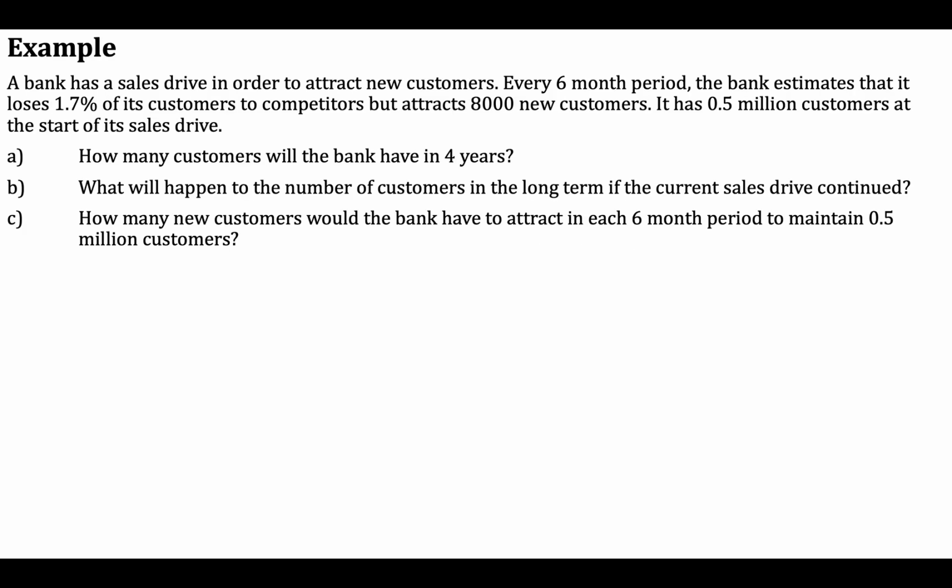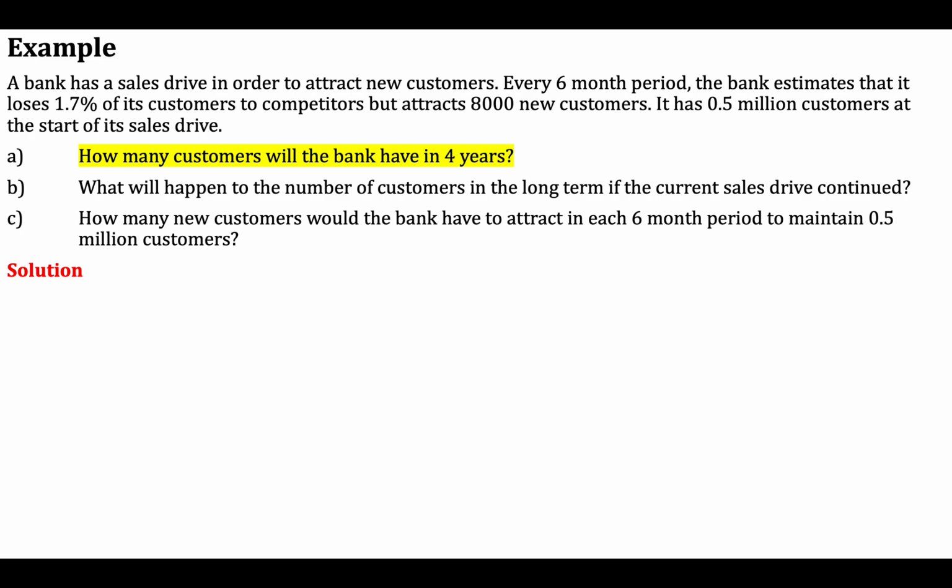So, the example then: a bank has a sales drive in order to attract new customers. Every 6-month period, the bank estimates that it loses 1.7% of its customers to competitors, but attracts 8,000 new customers. It has 500,000 customers at the start of its sales drive. Part A asks how many customers will the bank have in 4 years. Part B, what will happen to the number of customers in the long term if the current sales drive continues. And Part C, how many new customers would the bank have to attract in each 6-month period to maintain 0.5 million customers?